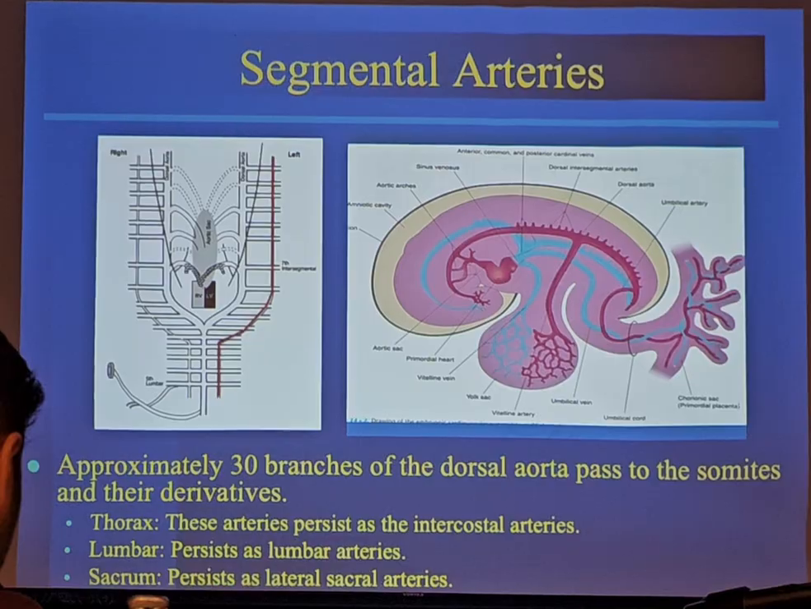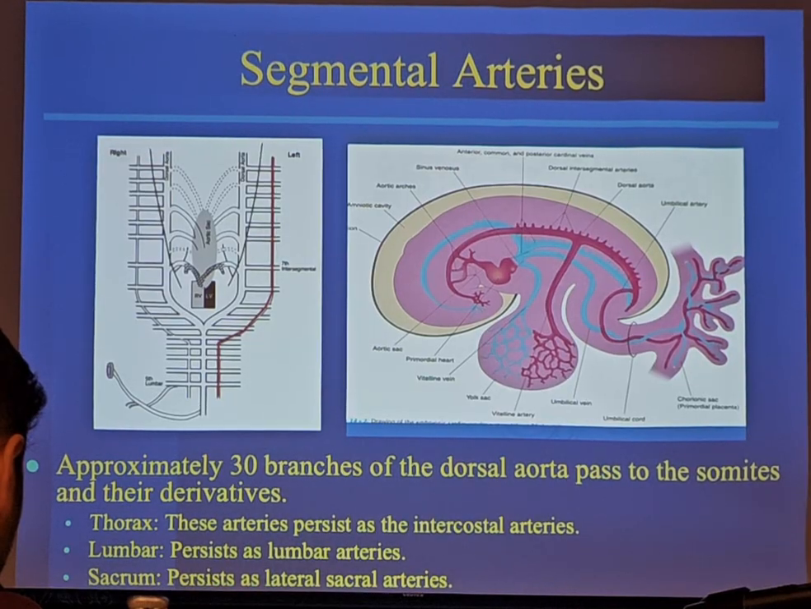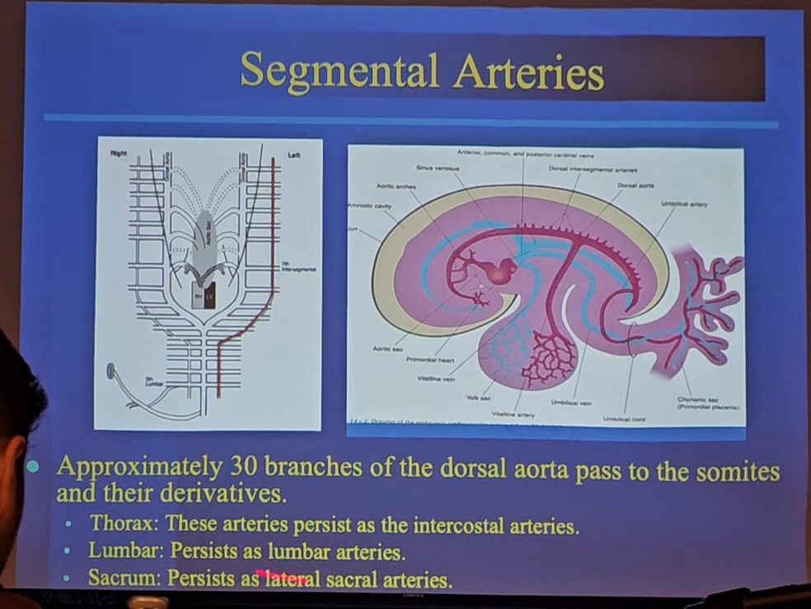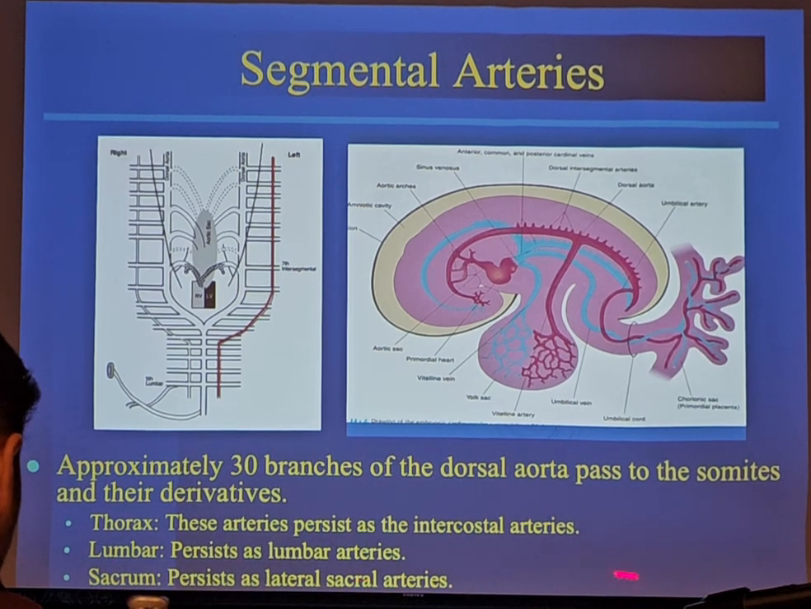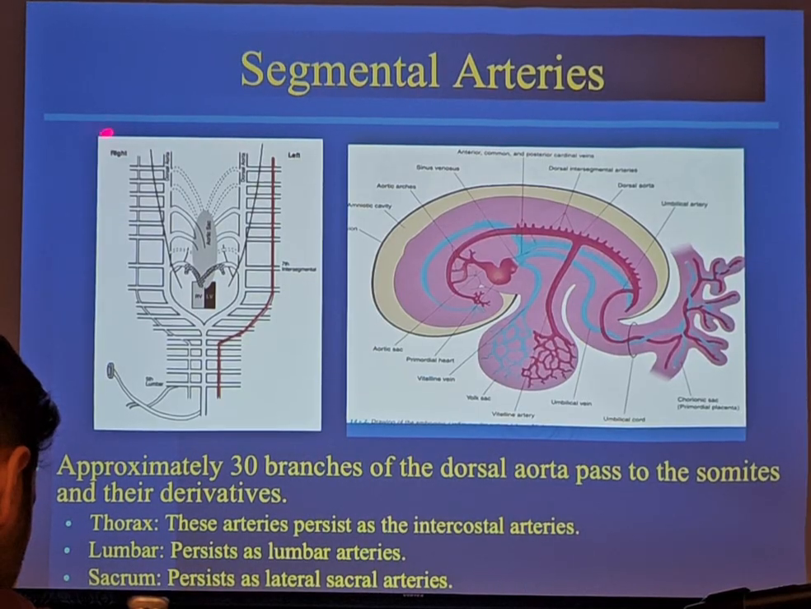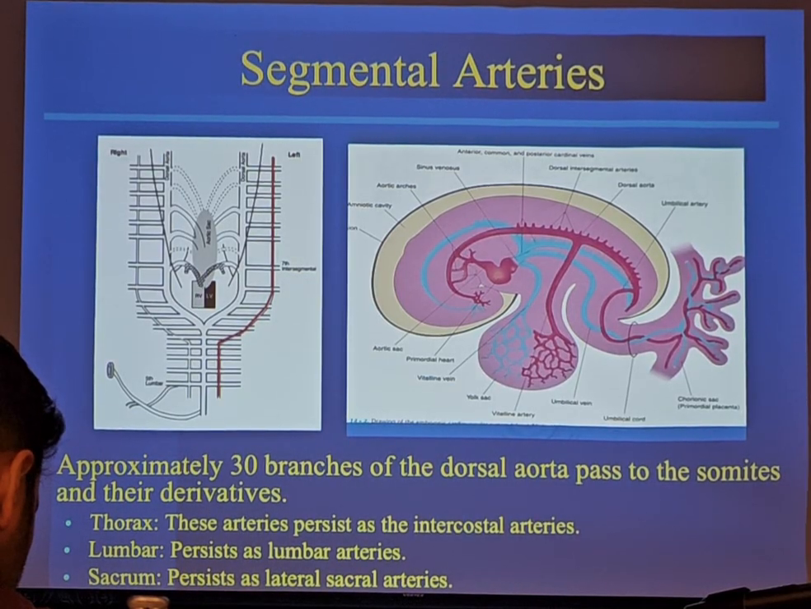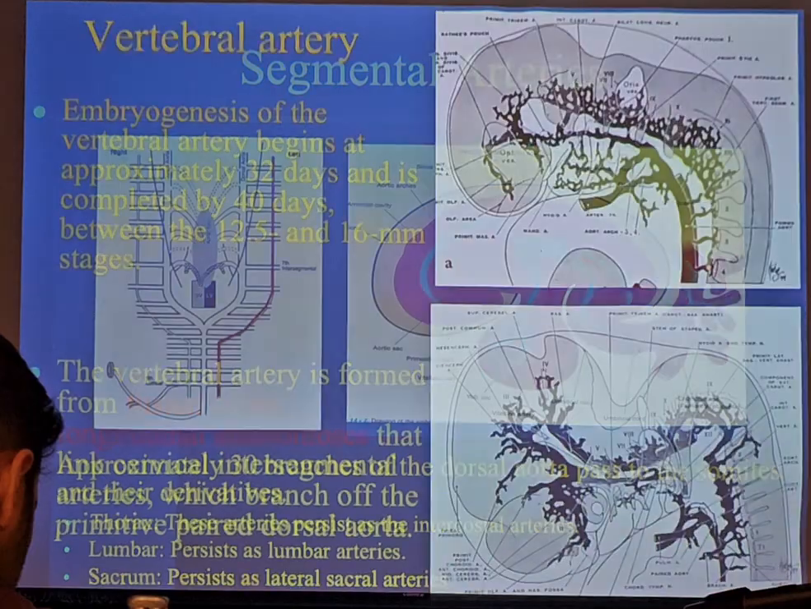segmental arteries that go through the somites to develop somites, and eventually become intercostal arteries, lumbar arteries, and sacral arteries as lateral sacral arteries. These segmental arteries persist in the cervical area as well.